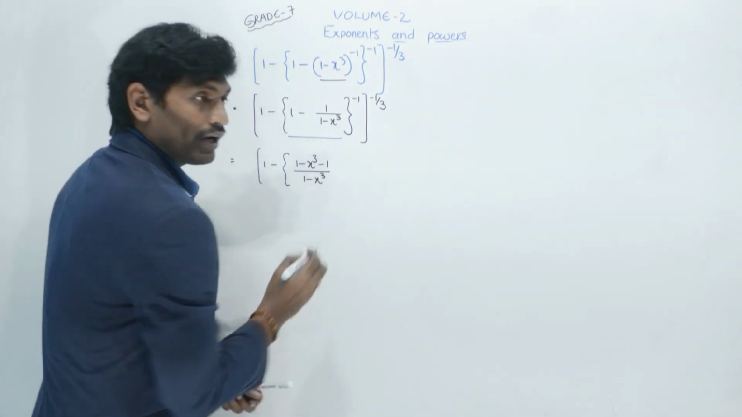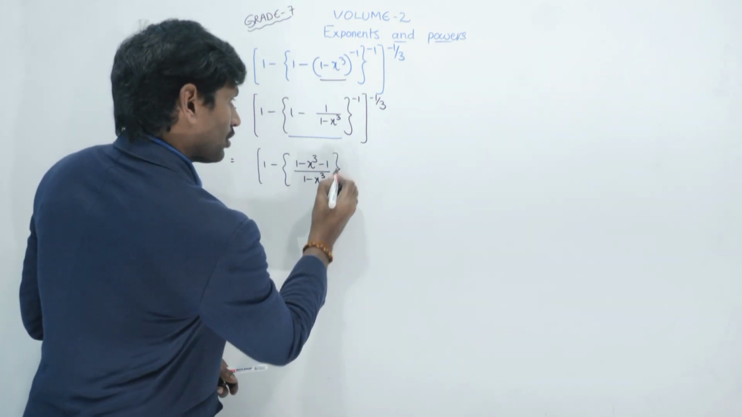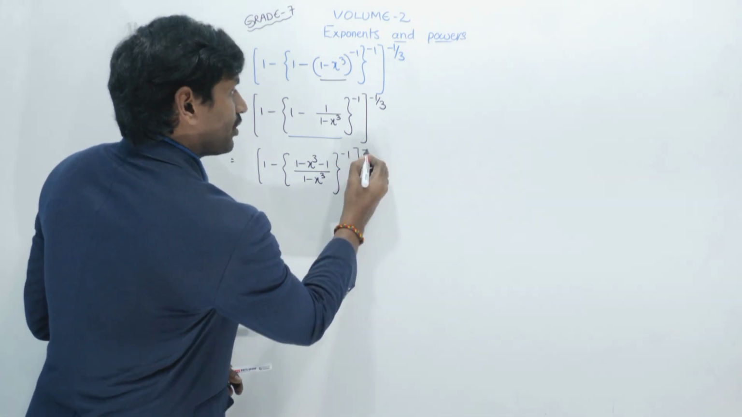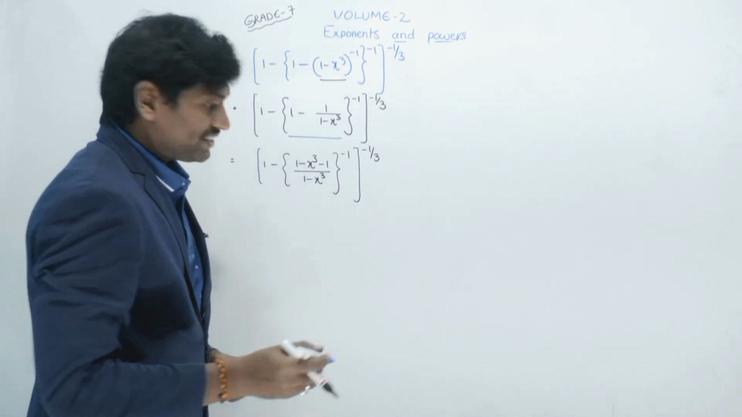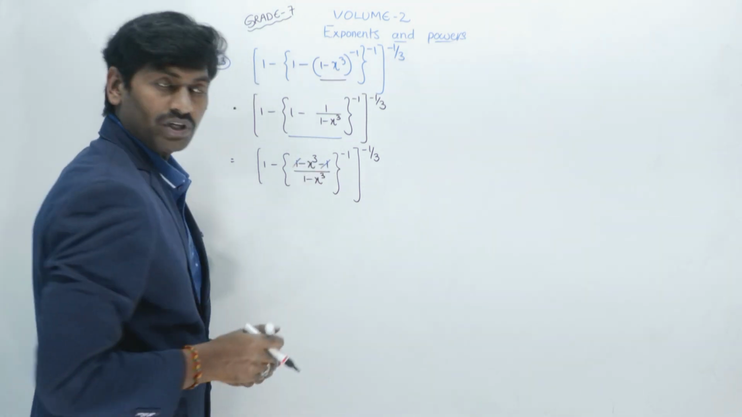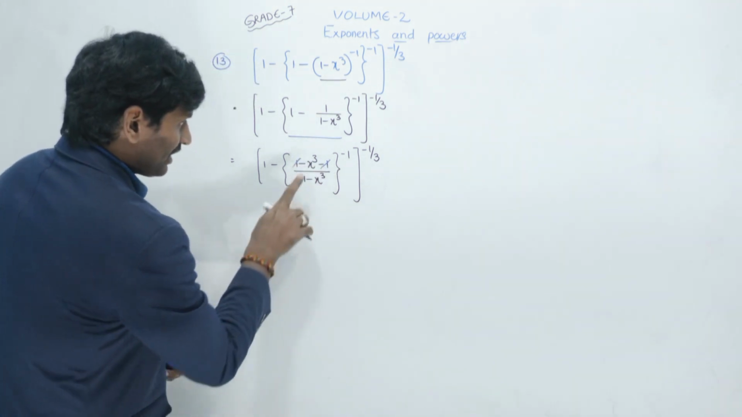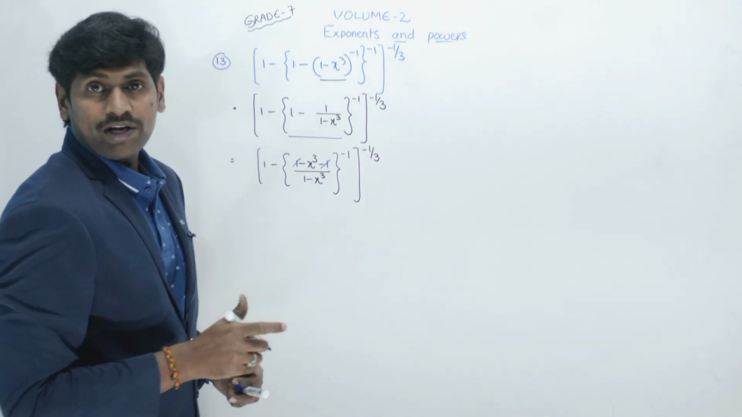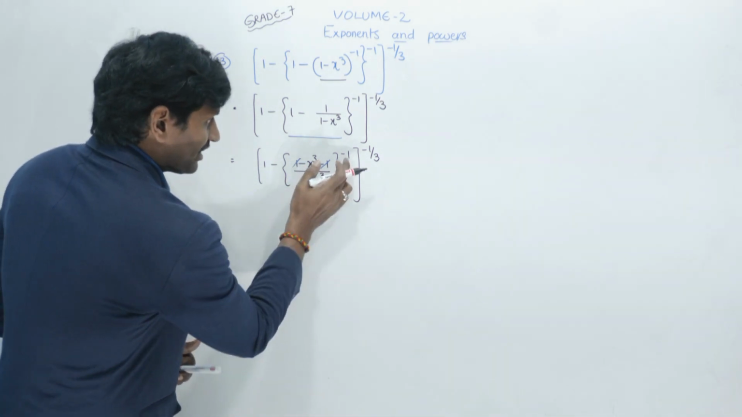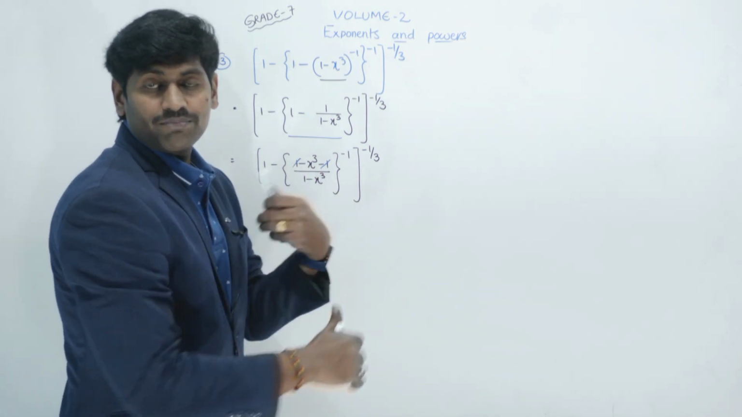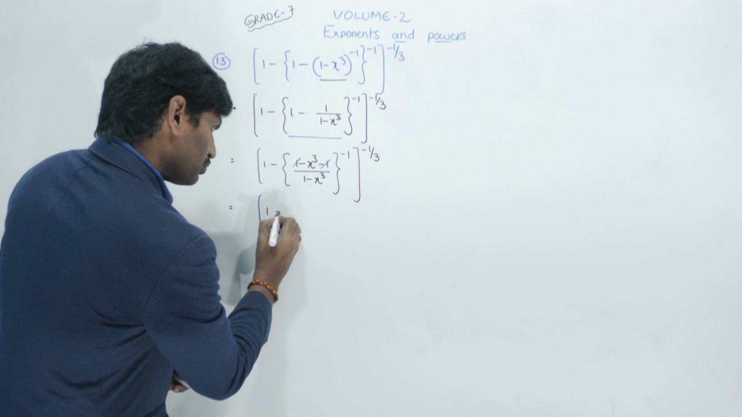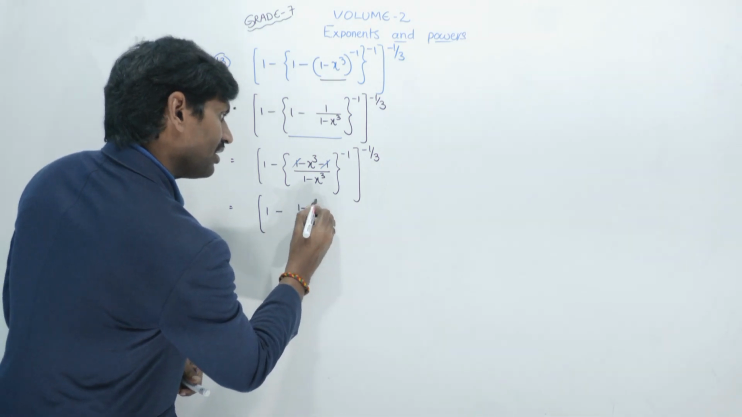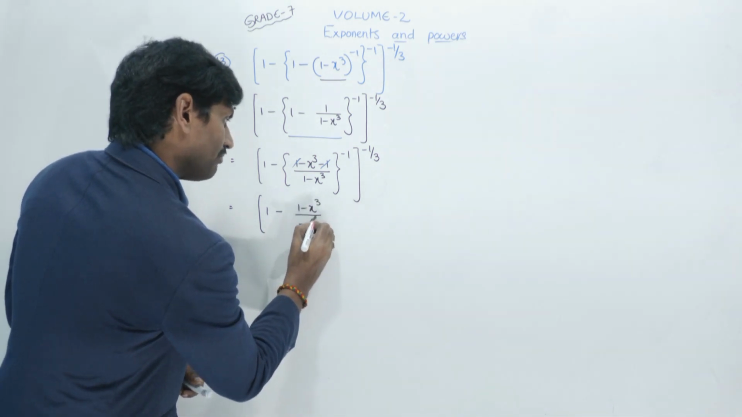Denominator is 1 minus x cube, whole to the power of minus 1, and whole to the power of minus 1 by 3. Now in this bracket, we can just cancel minus 1 and plus 1 here. And what is remaining? Minus x cube by 1 minus x cube, and also having the exponent negative 1. To become the positive 1, we need to reciprocal it. That means 1 minus x cube by minus x cube.